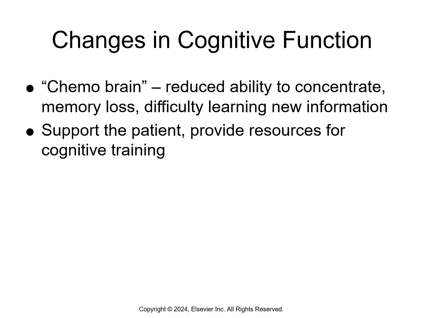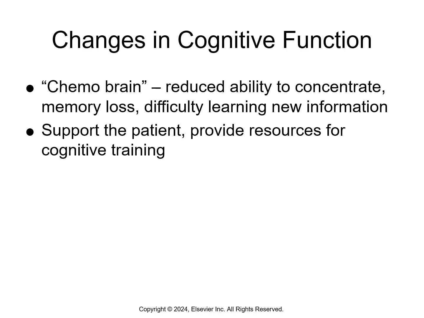Changes in cognitive function. These patients get what we call chemo brain, and that's reduced ability to concentrate. They have memory loss. They have difficulty learning new information. And so we need to support our patients, provide resources for them, and just give them the moral support that they need.